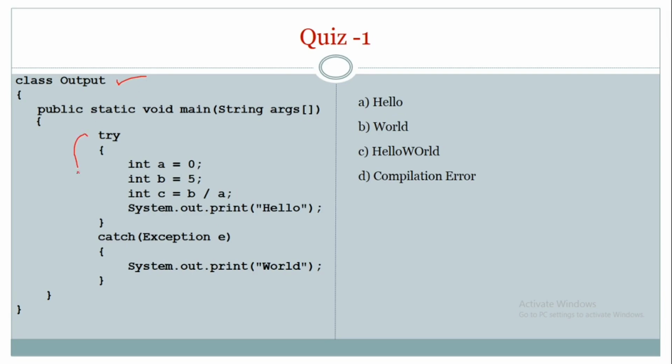We have class Output and a try catch block. Within the try block, a is equal to 0, b is equal to 5, and c is equal to 5 divided by 0. Here it's an arithmetic exception, and it is thrown, so this statement will not be executed. It is caught in the catch statement, where we have Exception, which is a superclass of ArithmeticException, so we can use Exception also, and that prints the statement world. The output is option B, world. Let me check. Yes, as you can see, the output is world.